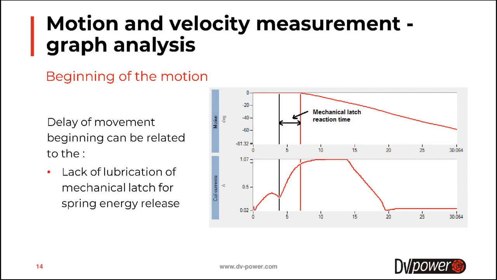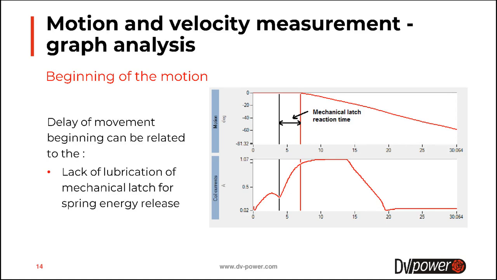Here is shown how the instant of the motion beginning can be used for analysis of certain circuit breaker components' condition. Let's say a delay of movement beginning can be related to the lack of lubrication of the mechanical latch for spring energy release. So here, this is the moment when the coil plunger hits the latch.